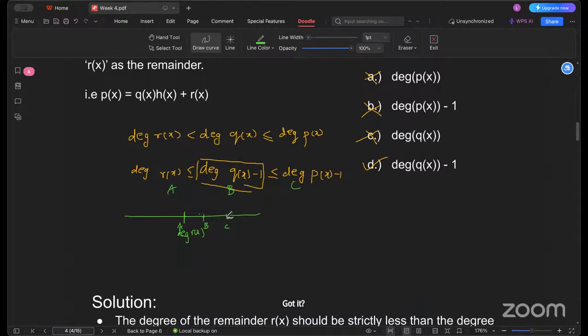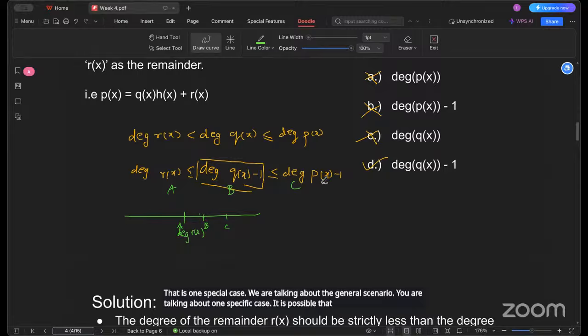Ma'am, if degree of Q of x is equal to degree of P of x, then it can take the value of degree of P of x, right? That is one special case. We are talking about the general scenario. You are talking about one specific case. It is possible that they are equal. But in general, what is the case? This is the maximum possible value. Is that fine? Okay, ma'am.